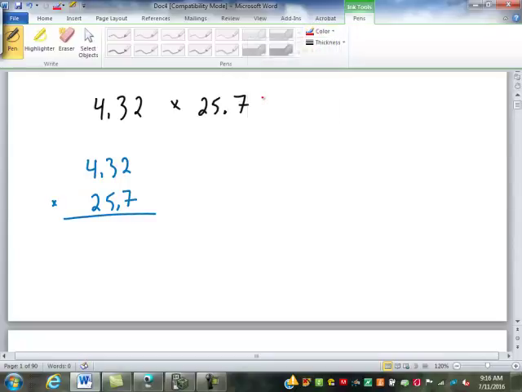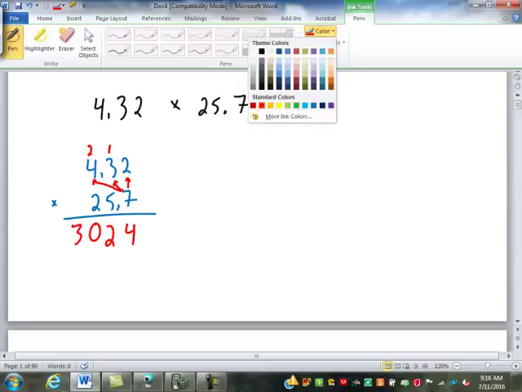So now, as we multiply, I'm going to ignore the decimal point. So 7 times 2, 14, so 4 carry the 1. 7 times 3, 21 plus the 1 is 22, so 2 carry the 2. And 7 times 4, 28 plus 2 is 30, so 0, and then we carry the 3.